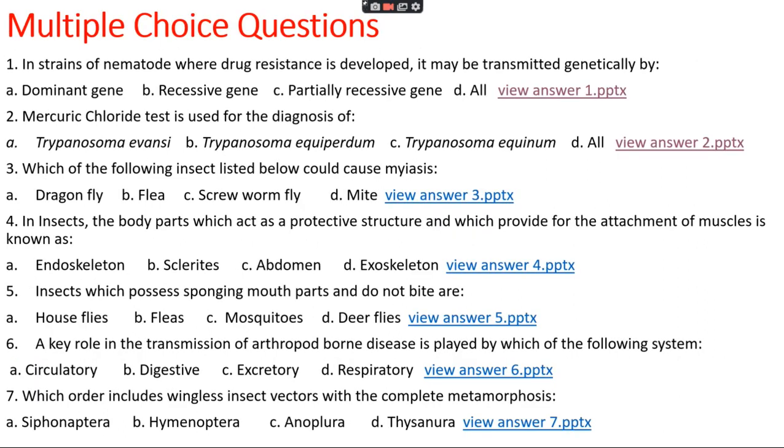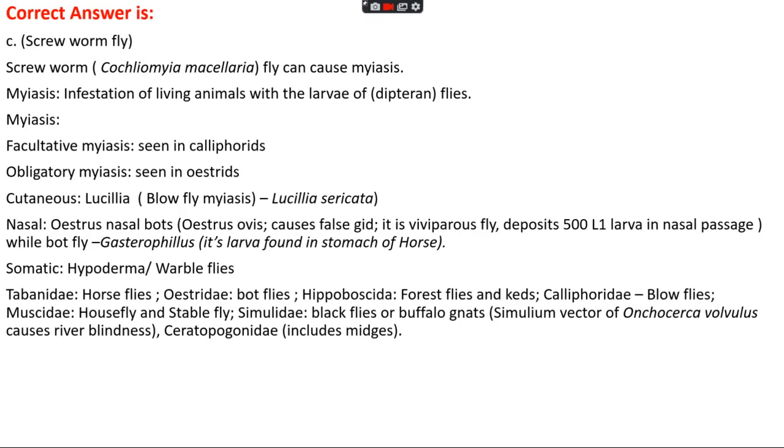Question number 3. Which of the following insects listed below causes myiasis? Option A, dragonfly. Option B, flea. Option C, a screwworm fly. Or option D, mite. The right answer is option C, that is a screwworm fly. The screwworm fly is also known as Cochliomyia macellaria.